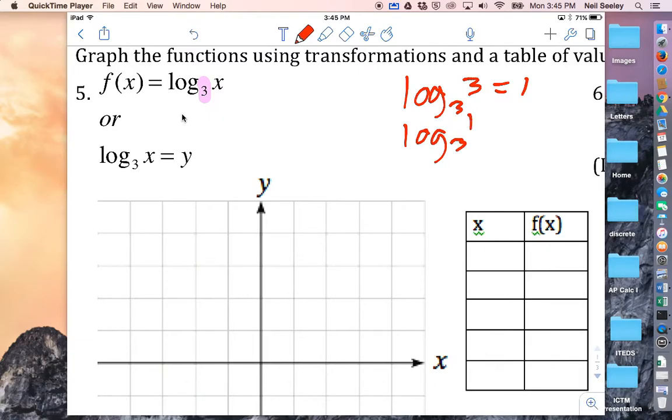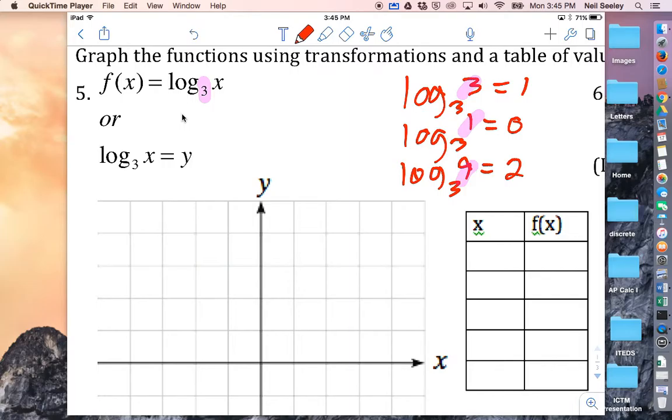Log base 3 of 1. Remember the question is 3 to what power equals the number inside. So 3 to what power is 1? 3 to the 0 power. Log base 3 of 9. 3 to what power is 9? 3 to the 2nd power. So as I'm thinking of inputs for my x, these purple highlighted numbers, those are the things I'll choose for my x so that it's easy to plot.